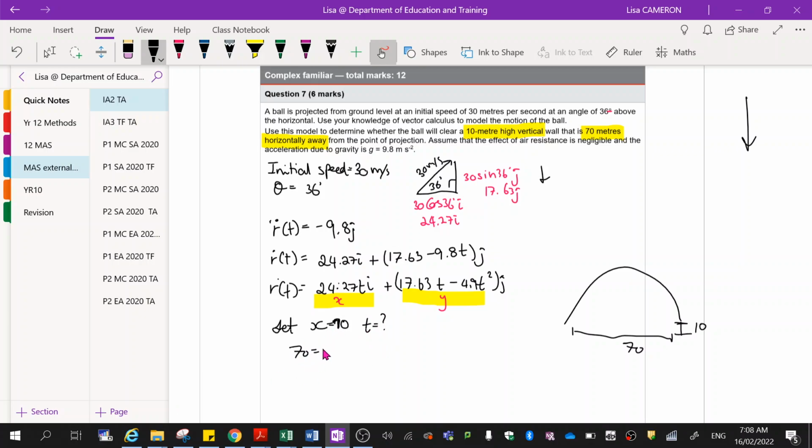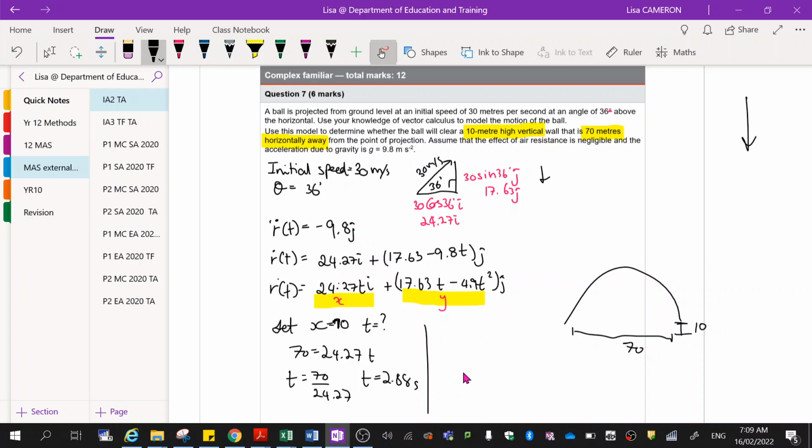So 70 equals 24.27 t. Take this over by division: t equals 70 divided by 24.27, and you get t is equal to 2.88 seconds. So it takes me 2.88 seconds to travel that far.